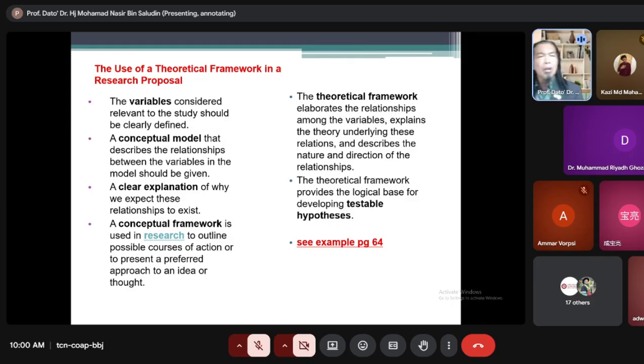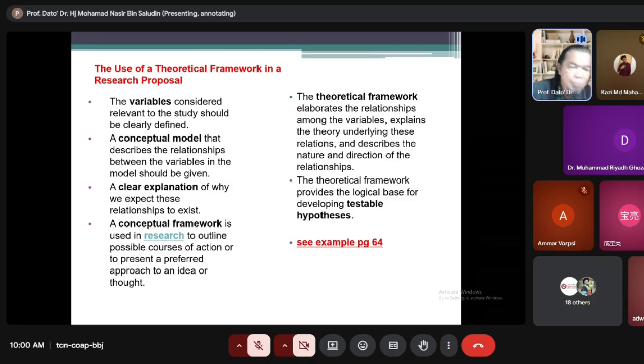The use of theoretical framework in a research proposal: the variables considered relevant to the study should be clearly defined. The variables you must define. Give a definition. Make a literature review table matrix of definitions from many scholars from 2021 until 2026. Do not take anything below 2021; it is outdated already. 2021 to 2026 is accepted. You give the definition of the variable, and then you give the dimensions of the variable, which can be used to measure in your research questionnaire. You collect the data on the variable. The two important things in a variable are the definition and the dimensions. Both you can develop into the literature review table matrix.